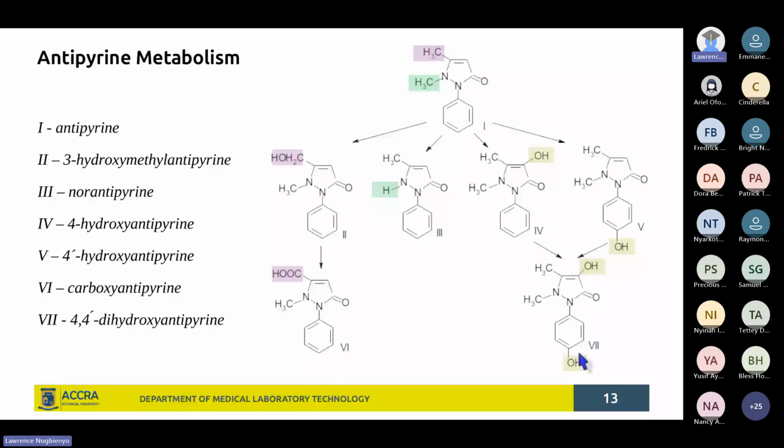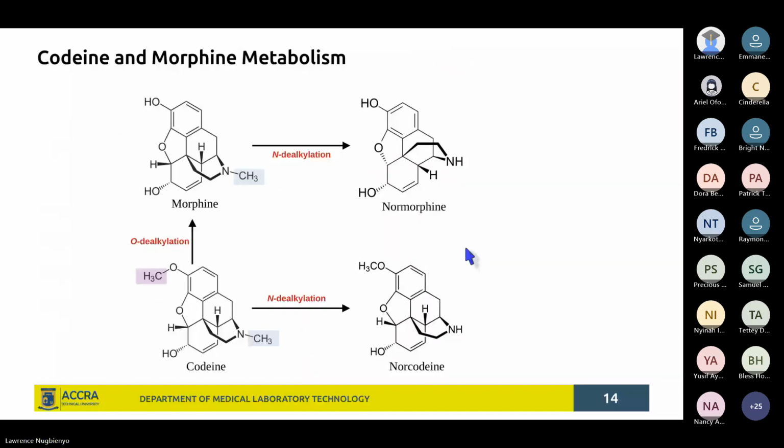So we can see one drug substance is undergoing different oxidation reactions. At the same time, we also saw the process of dealkylation ongoing there, because that dealkylation, I think, is also one of the oxidation processes that we saw. So the N-dealkylation, we can see it much more here.